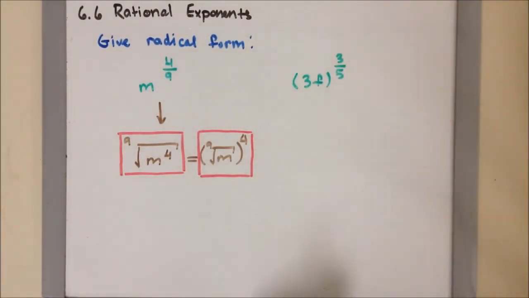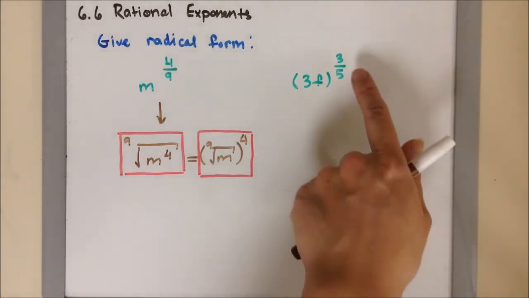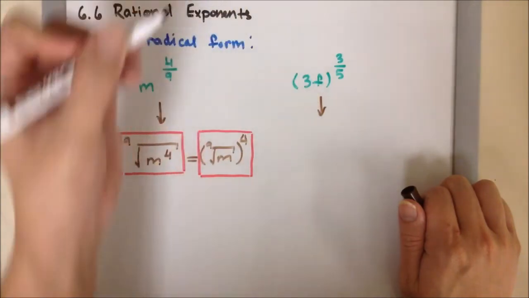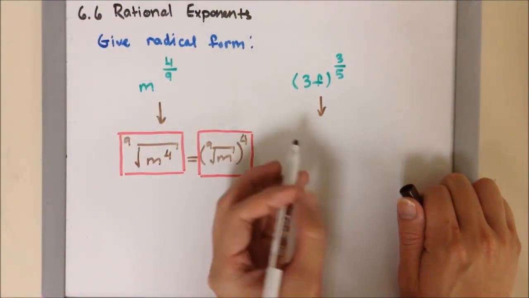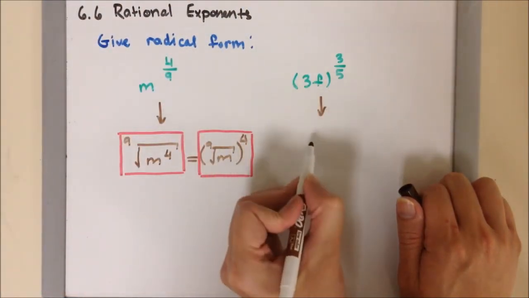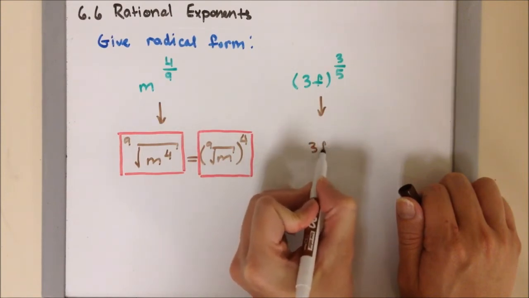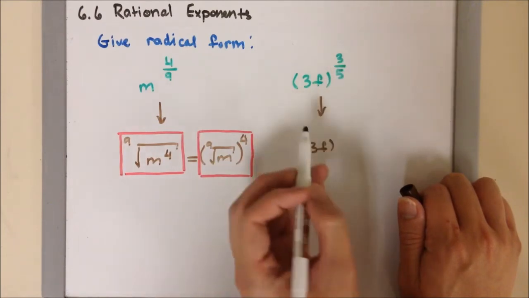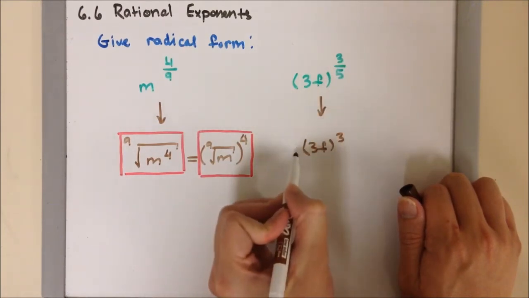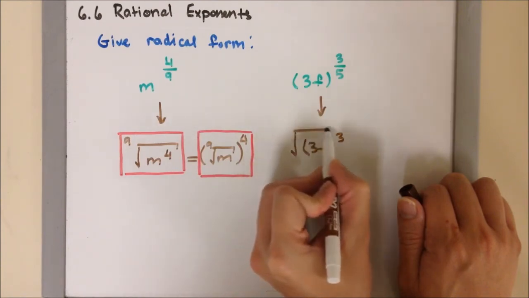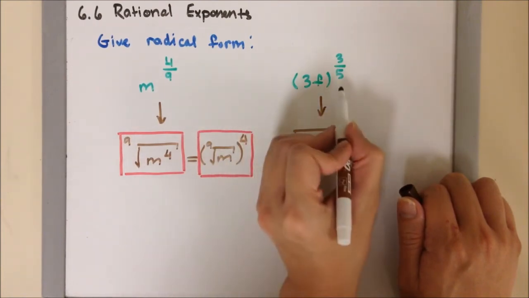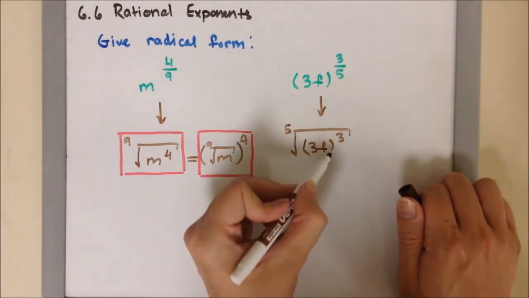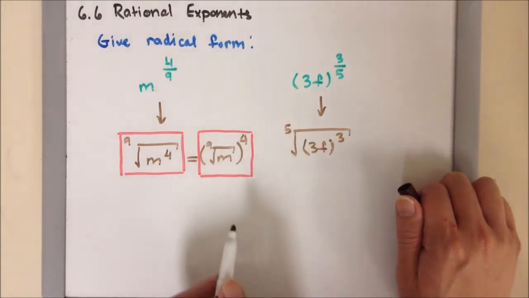In this fourth example, we have 3f to the power of 3 over 5. Alright, so I'm going to convert into radical form. I'm going to write my base, which is 3f, in parentheses. The numerator is the exponent, so I'm going to put the 3 on the inside. And I'm going to put my radical with the index, which is my denominator, so the 5th root. So this will be my answer.